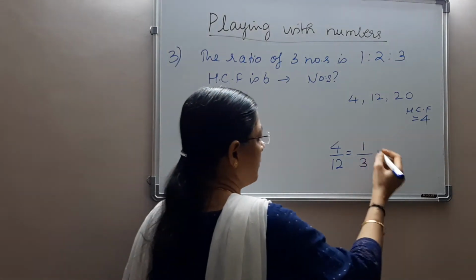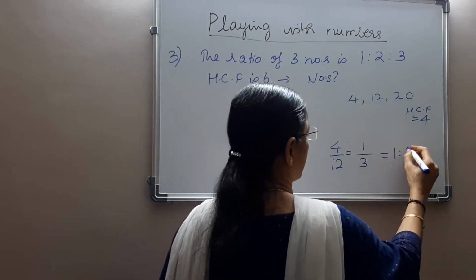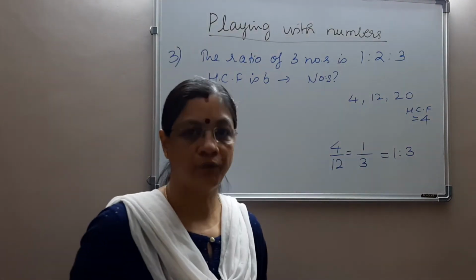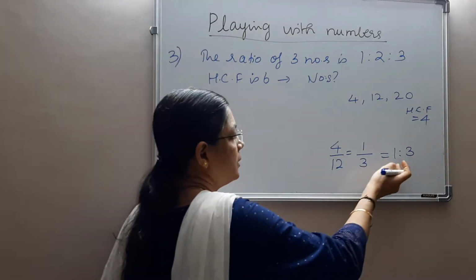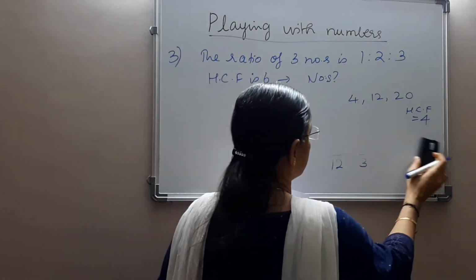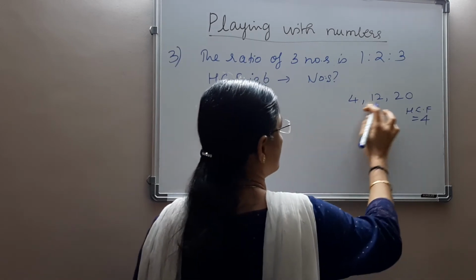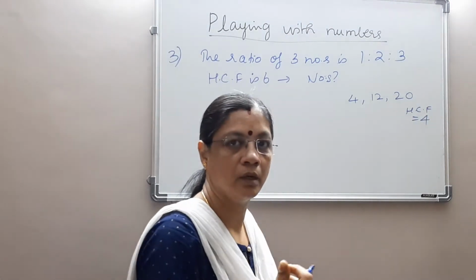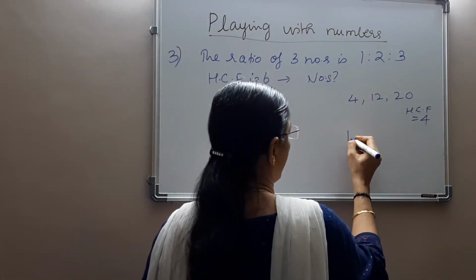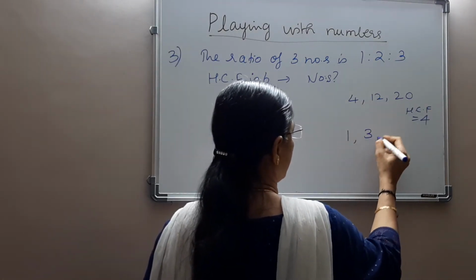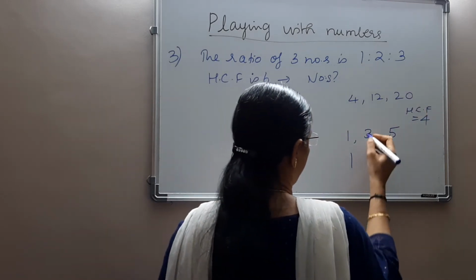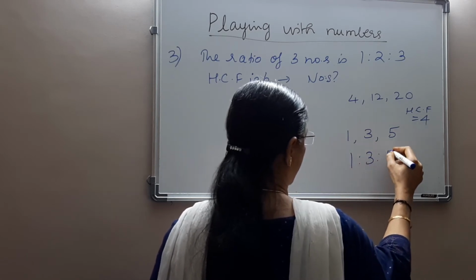Okay, so 1 divided by 3 I write. So this is what is written as 1 is to 3. So the ratio can be written in the form of a fraction too. So it is in the ratio 1 is to 3. So now what we do is, I reduce all the numbers to their simplest form, to their lowest form. So I divide throughout by 4, I get 1, 12 divided by 4 is 3 and 20 divided by 4 is 5. So how do I write this? 1 is to 3 is to 5.